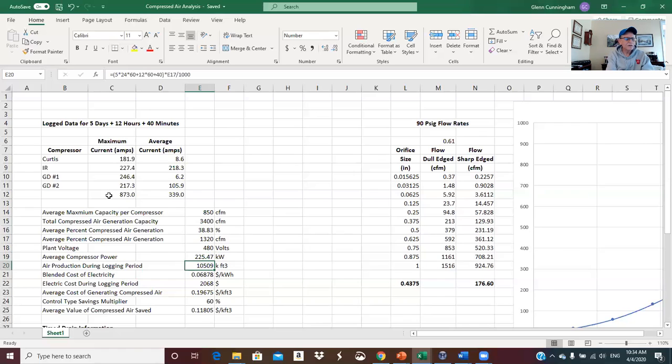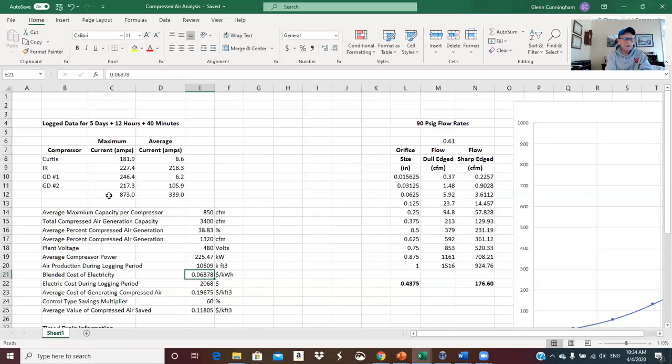This then is how much air is produced during this 5.5 day period. So I take the 1,320 CFM times the number of minutes and just divide by 1,000. And you can check the math, but I think that's correct. And so we got about 10,509 units of 1,000 cubic feet produced during that 5.5 day period.